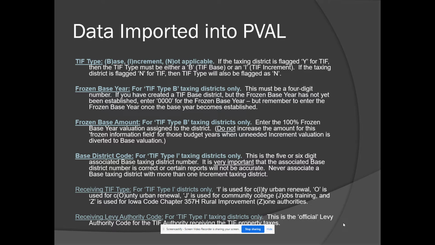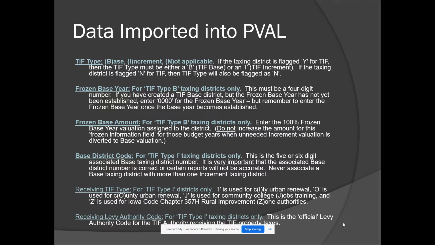Base district code, for those that are increment districts, this is the 5 or 6 digit associated base taxing district number. And keep in mind, it's very important that the associated base district number is correct, or certain reports won't be accurate, and you can't associate a TIF base district with more than one increment district.